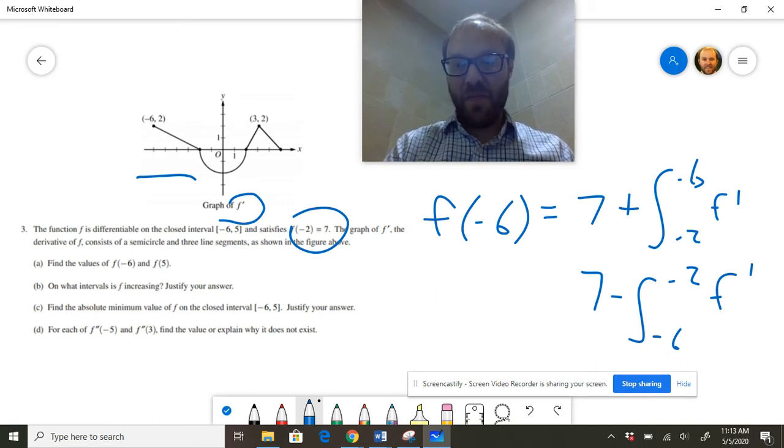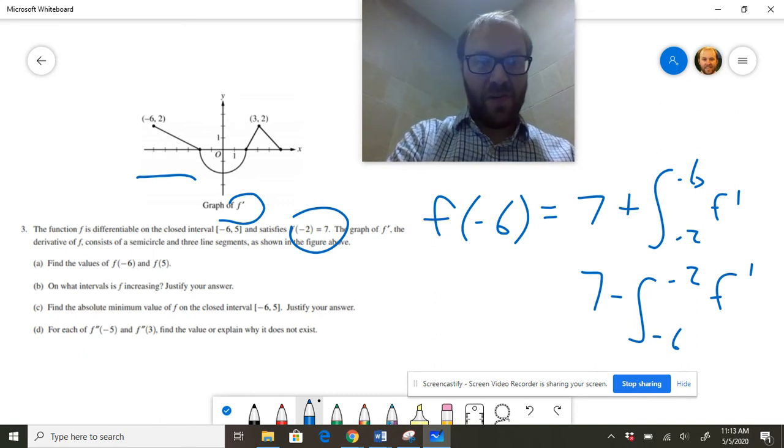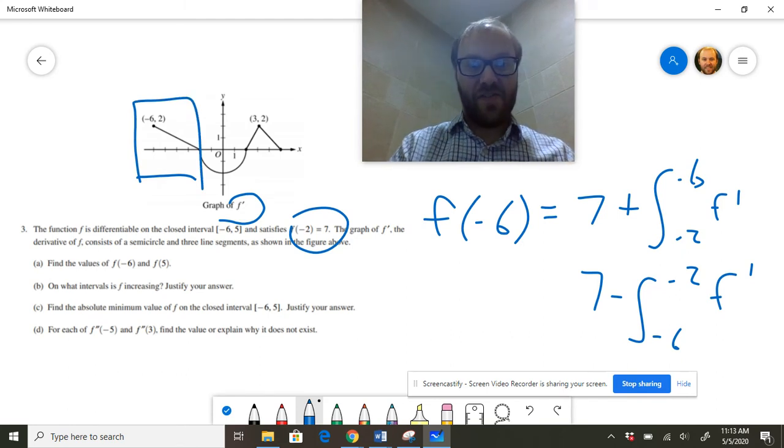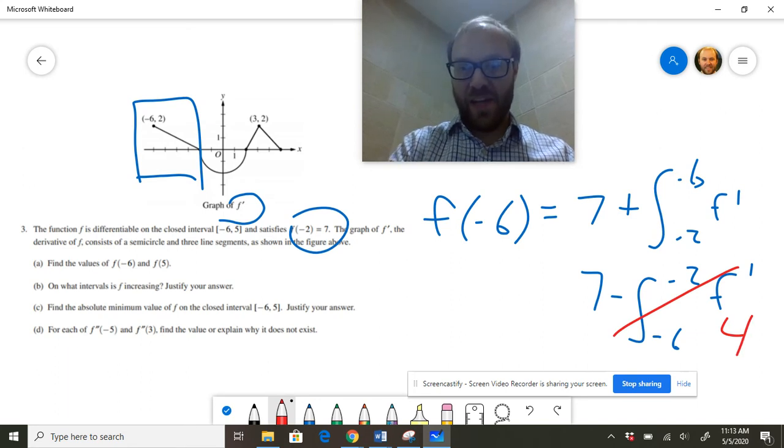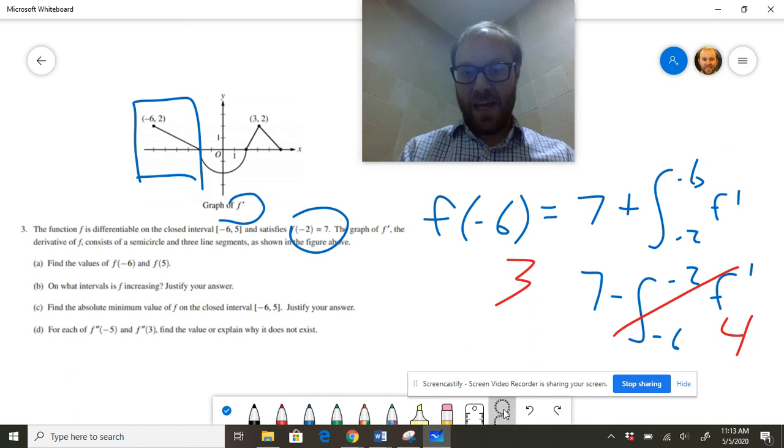So we're going to take 7 minus the integral from -6 to -2. And notice that's just a triangle, okay? That triangle has an area of 4, okay? So it's just going to end up being 7 minus 4, all right? And of course, 7 minus 4 is equal to 3. So f of -6 is 3, all right?